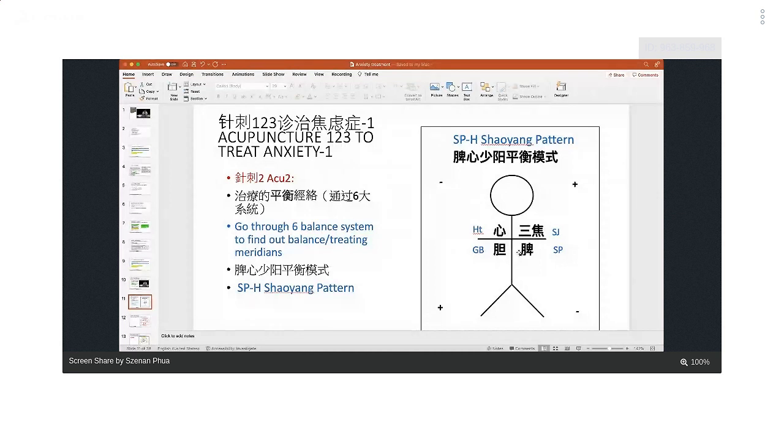We have 12 basic patterns. This is global balance. We have 12 basic global balance patterns. This is just one of them. Okay. I'm going to show you more later on.